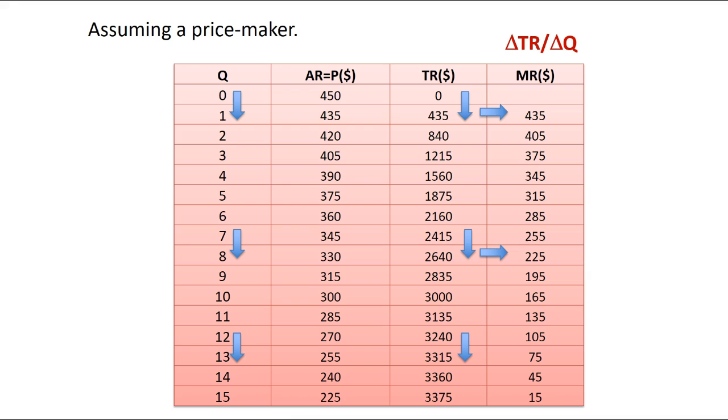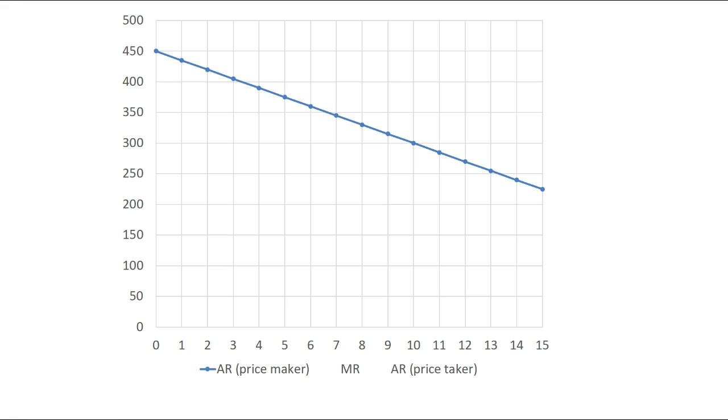And if we move from, for example, the 12th to the 13th unit, how much revenue was generated by the 13th unit? Well, we went from $3,240 to $3,315. So revenue increased by $75 due to producing and selling the 13th unit. The 13th unit's marginal revenue was $75. So let's see that on a graph.